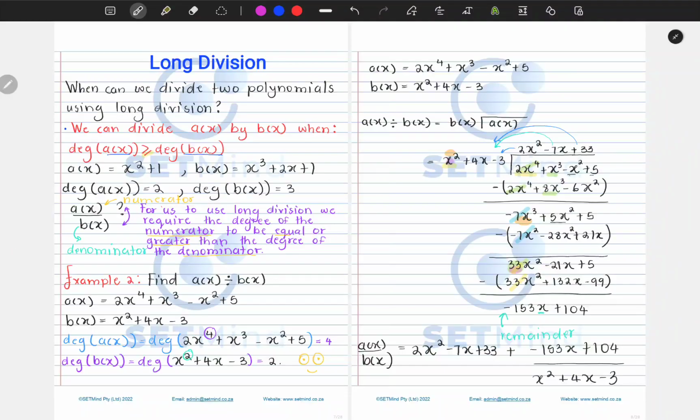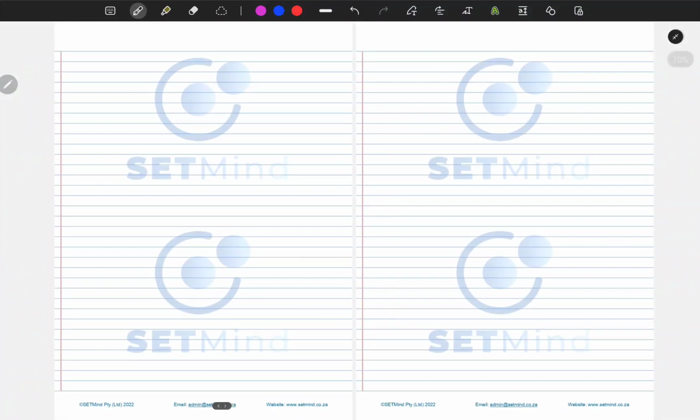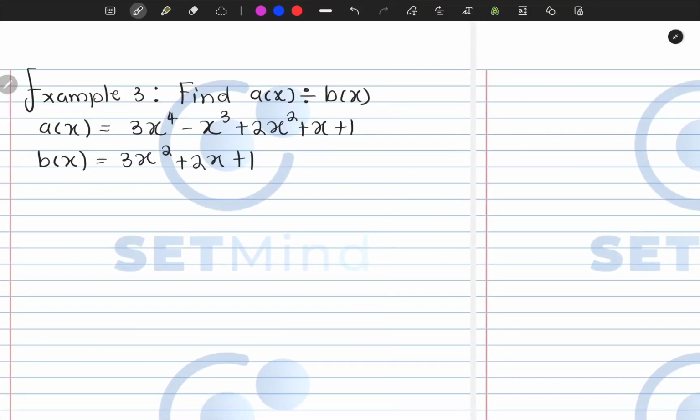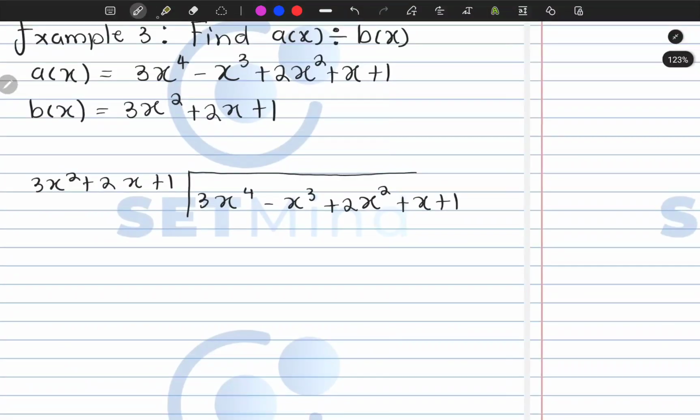This is example 2. So let's quickly jump into example number 3, where we do some division also. So this is our example number 3, so let's go ahead and deal with it. We'll have 3x squared plus 2x plus 1, and this is dividing the 3x to the power 4 minus x cubed plus 2x squared plus x plus 1. Okay, so let's go ahead and do our division.